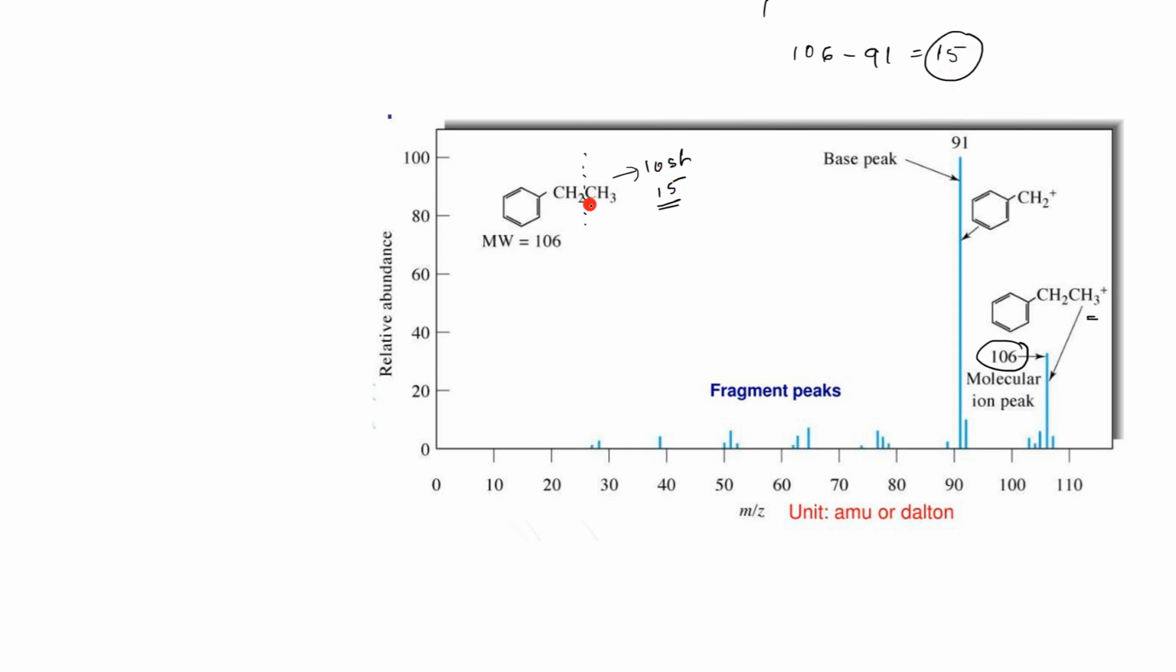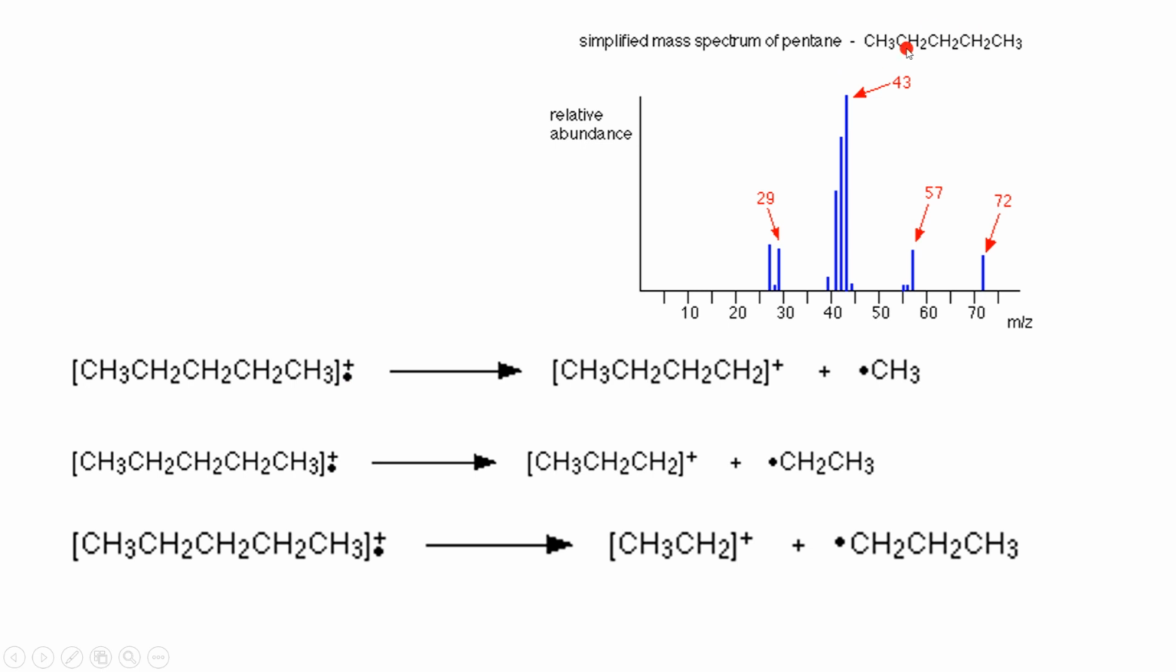So that means 15 is CH3. This is lost. So what is left? This part is left, this is the cation formed over here. So these are the two peaks formed for alkyl benzene. Every time you just go on breaking down. In the first part, let's break this. This is lost, this is 15. You can simply subtract 72 minus 15. The remaining part is 57, and this is 15. This part is lost and this is detected. Only cations are detected, radicals are lost.